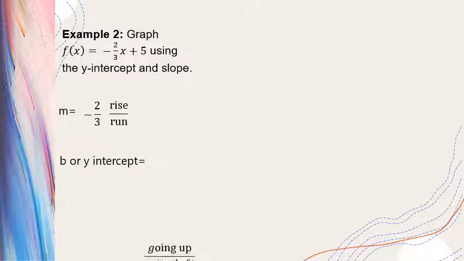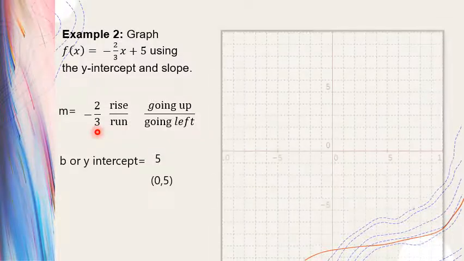But now I'm going to put it here in the run. So this is the rise and run. So we're going up and going left. I'm going to put the negative on the run, so that's why I'm going left. If you put the negative on the rise, that's okay, going up or going down. So remember where you put the negative. Now for b or y-intercept, it's 5, or you can write 0 and 5.